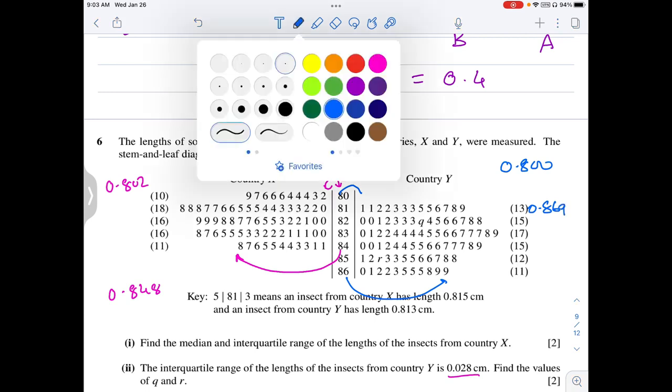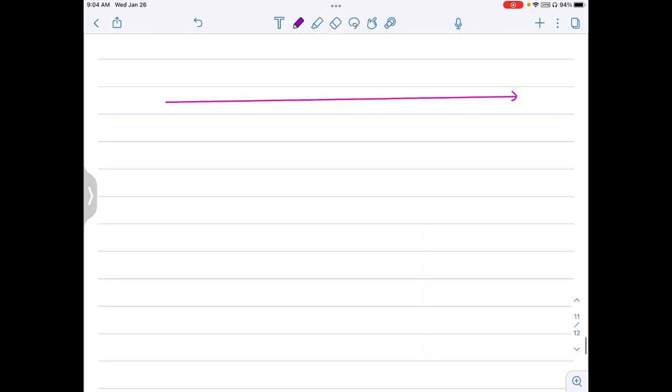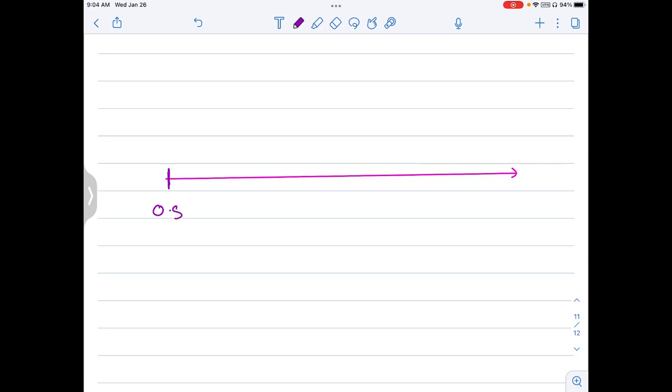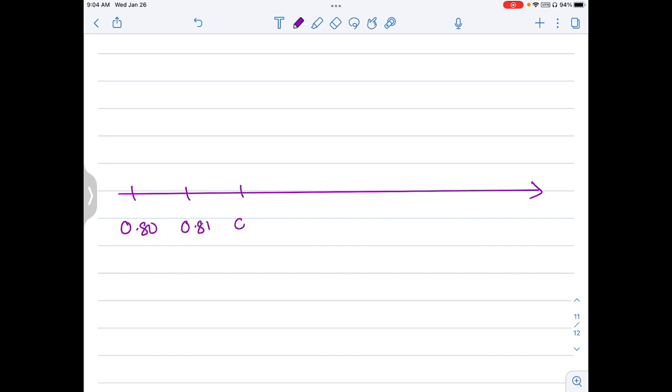So we have to draw the scale all the way from 0.80 to 0.870 maybe. My graph will start from 0.80. I take intervals of 0.01 because there is too much data: 81, 82, 83, 84, 85, 86, and 87. So it doesn't fit. Let me redraw everything neatly: 0.80, 0.81, 0.82, 0.83, 0.84, 0.85, 0.86, and finally 0.87.